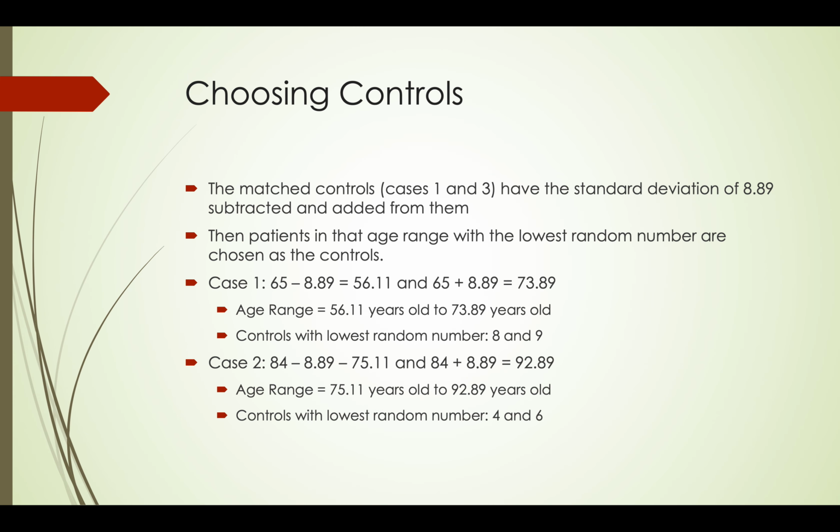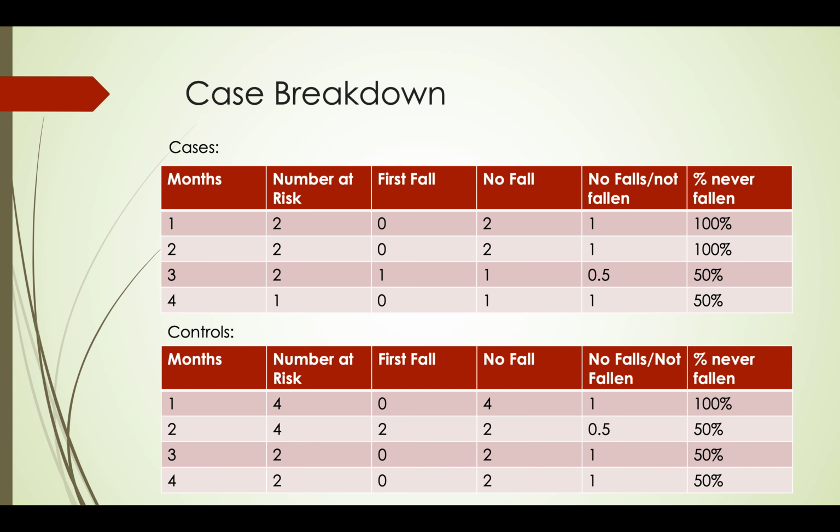For case 1, patients 8 and 9 fell into this age range and had the lowest random numbers. For case 2, patients 4 and 6 fell into this age range with the lowest random numbers. So here we have our case breakdowns: the first table is for cases, which are patients 1 and 3, and the second table is the controls that were chosen in the last slide.